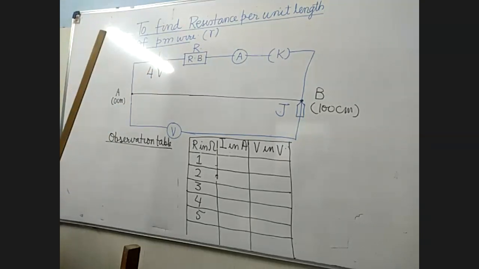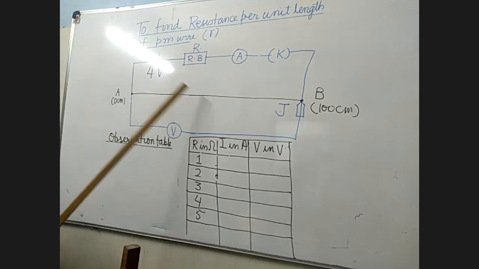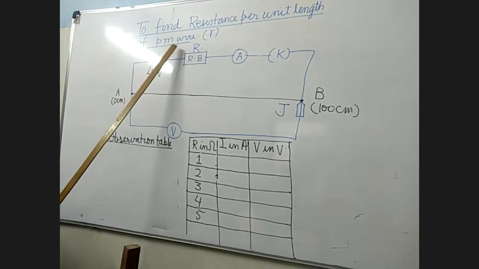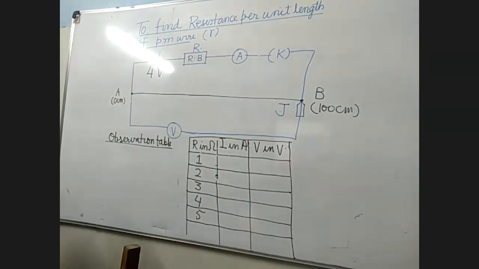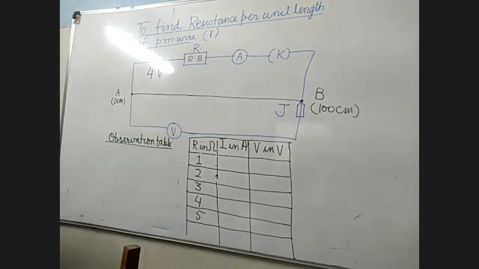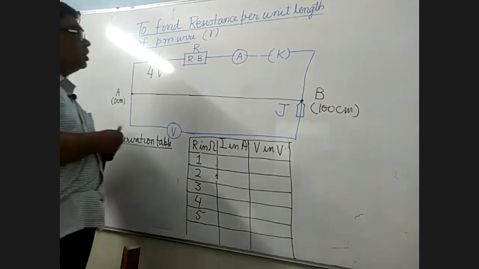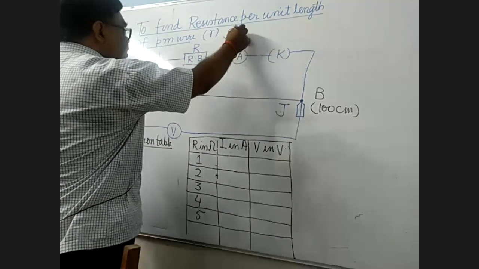Resistance per unit length. What will be the unit, Sagun Agrawal? Sagun Agrawal doesn't know. Does anyone else know? Listen. So it is ohm per centimeter. What is the resistance per unit length? It is ohm per centimeter. This is the unit.